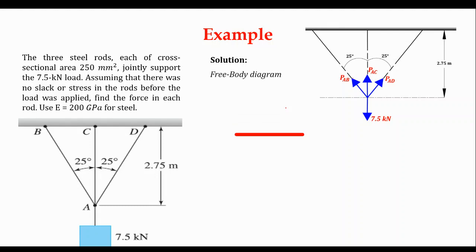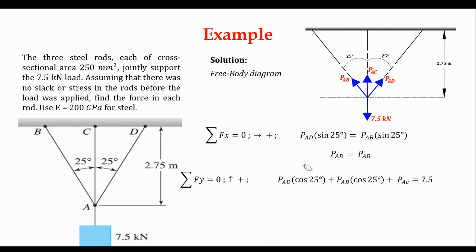So, how to solve? Summation of forces horizontal equal to 0. The horizontal forces are P_AD sine 25 equal to force AB sine 25. So, the sine of 25 cancels. What's left is force AD equal to force AB. So, force AD and force AB are the same. Now, the question is, how about PAC?